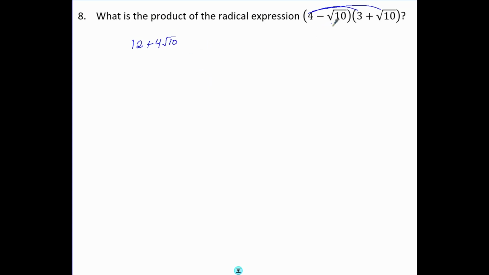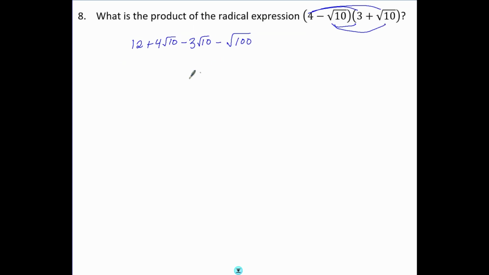And then we need to multiply 3 times the negative square root of 10, so minus 3 square root of 10. Again, you don't multiply inside because 3 is not under a square root. And then we have negative square root of 10 times square root of 10. That's going to be negative square root of 100. You do multiply underneath the radicals because they are both underneath square roots in this problem.